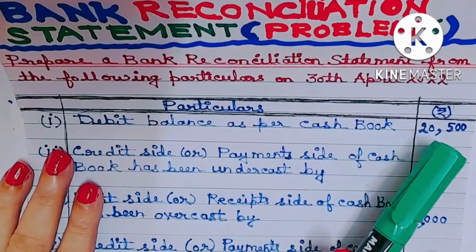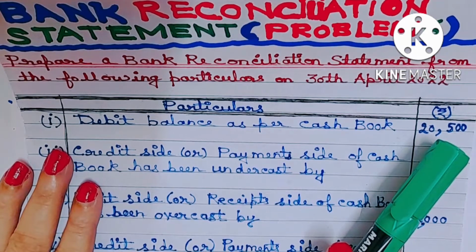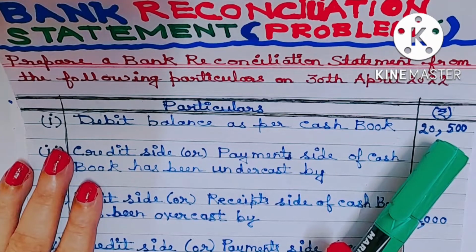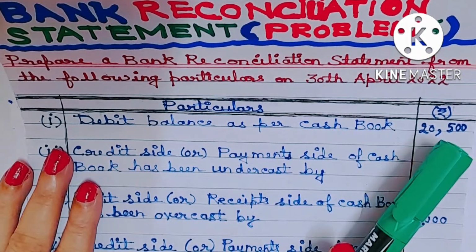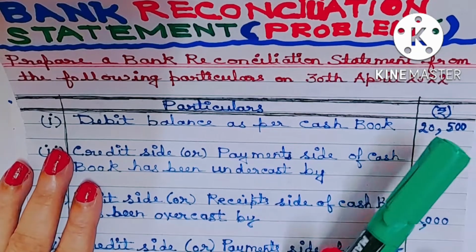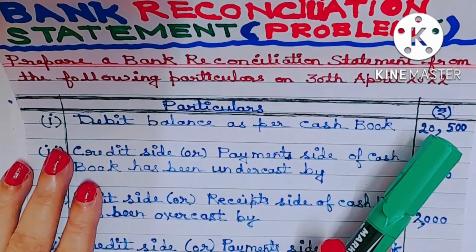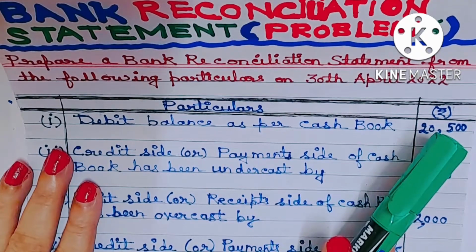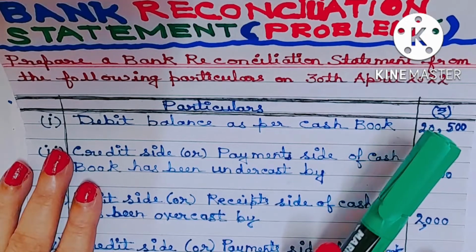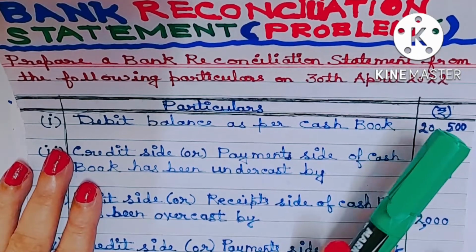Let's assume in this particular BRS problem that the total of credit side or payment side of cash book, as well as the total of debit column or withdrawal column of passbook, is equal to 11,000, which is correct. And let's also assume that the total of debit side or receipt side of cash book, as well as the total of credit column or deposit column of passbook, is equal to 16,000, which is absolutely correct.